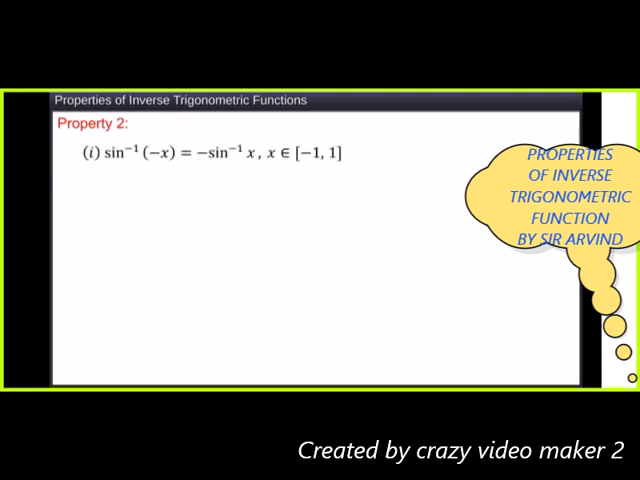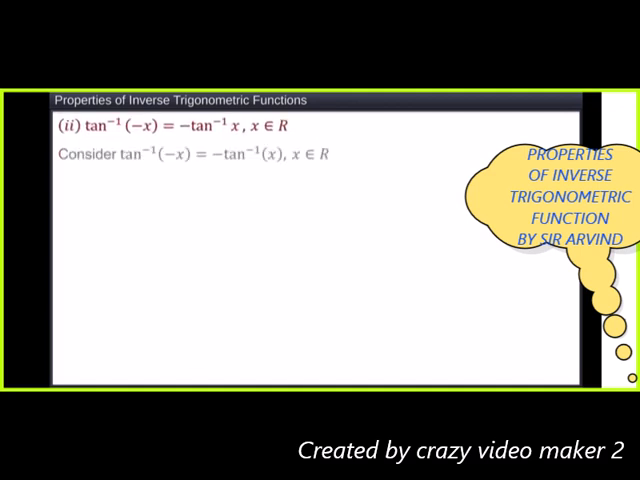Sine inverse minus x is equal to minus sine inverse x, where x belongs to minus 1 to 1, and tan inverse minus x is equal to minus tan inverse x, where x belongs to real numbers, and cosec inverse minus x is equal to minus cosec inverse x.